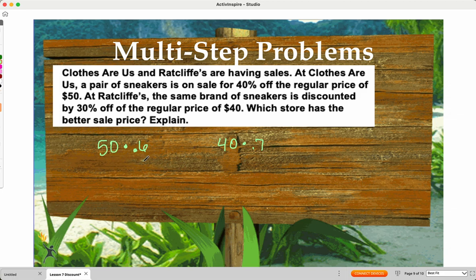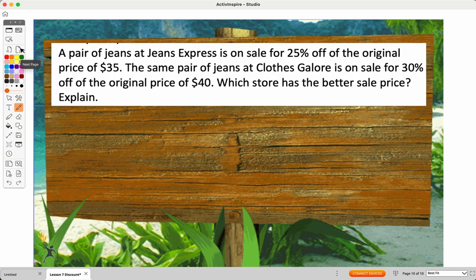Now I'm going to see who's got the better deal. Well, I'm not even going to bother getting out my calculator for this one because I know this one is $30 and this one is $28. So we're going to see which store has the better price. Well, Ratcliffe's has the better price, because $30 is greater than $28, and I want the lower price when I'm buying things. So I'm going to say Ratcliffe's has the better price. All right, your turn to figure it out. Take a minute, pause the video, and see what you come up with.